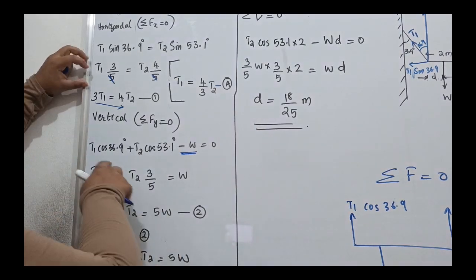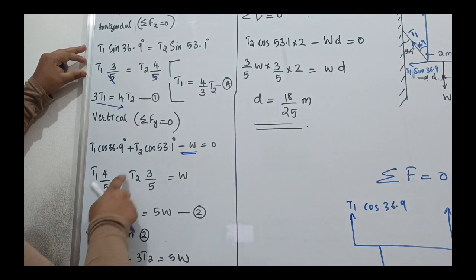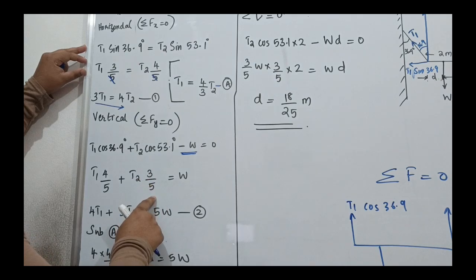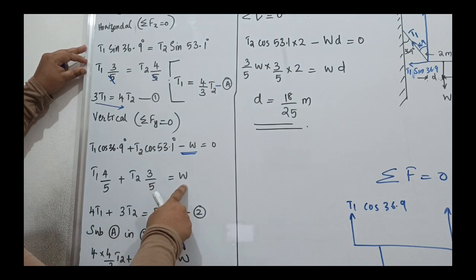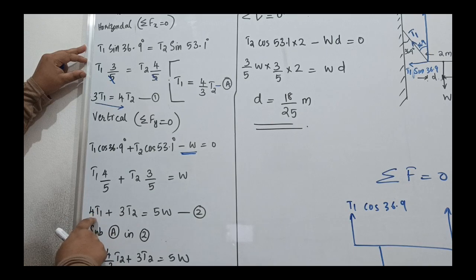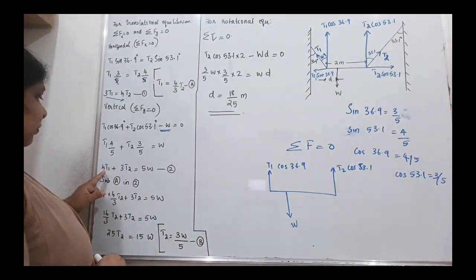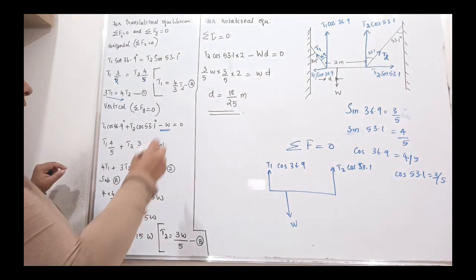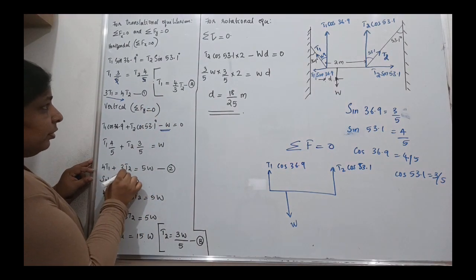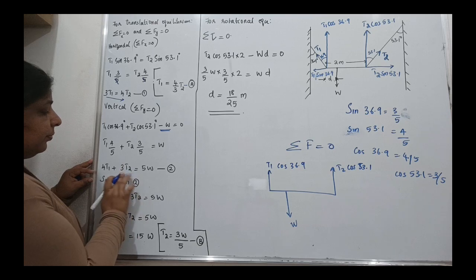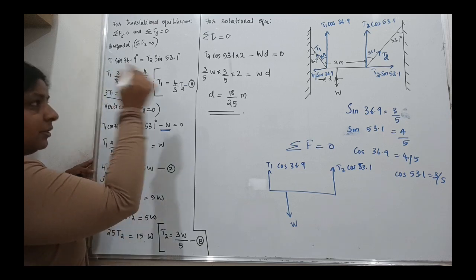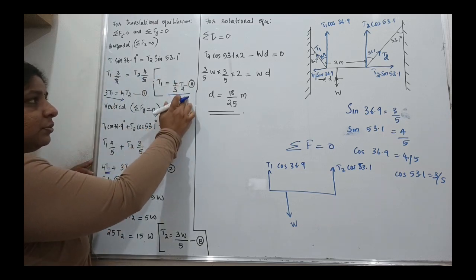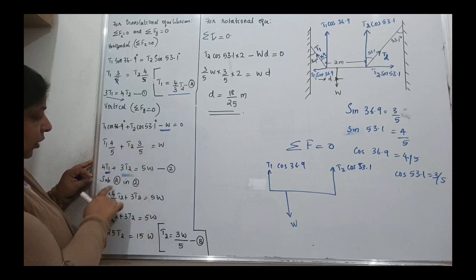Now we will substitute the values. Cos 36.9 is 4 by 5, cos 53.1 is 3 by 5, which is equal to W. Now you will take the LCM. So you will get 4T1 plus 3T2 is equal to 5W. Now for T1 you will make the substitution. T1 is equal to 4 by 3 T2.